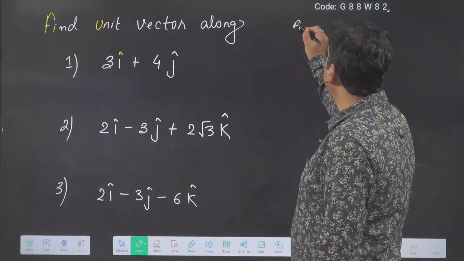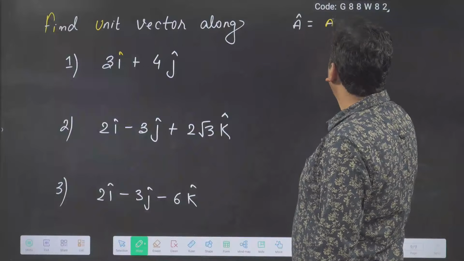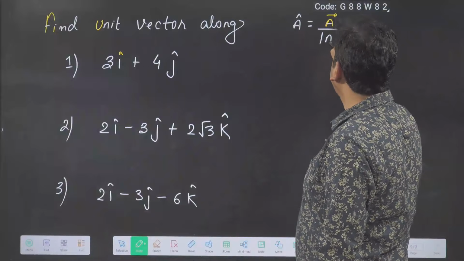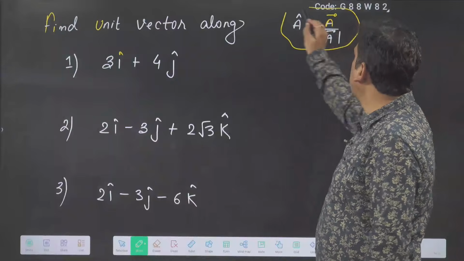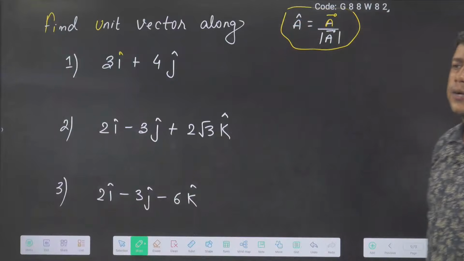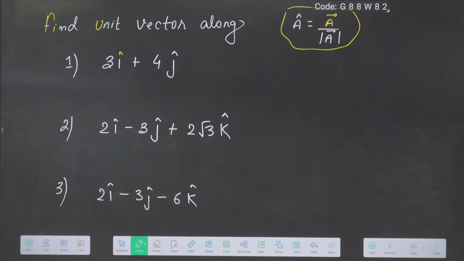Remember, unit vector is defined as complete vector divided by its magnitude. This is the formula we have to use in all the questions. Unit vector is defined as complete vector divided by its magnitude. Come on, solve.